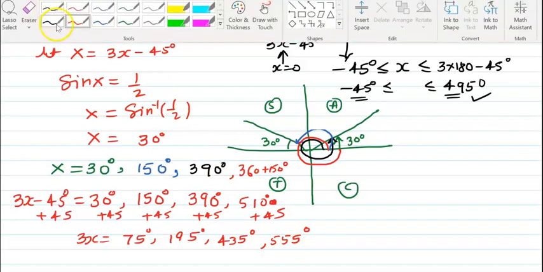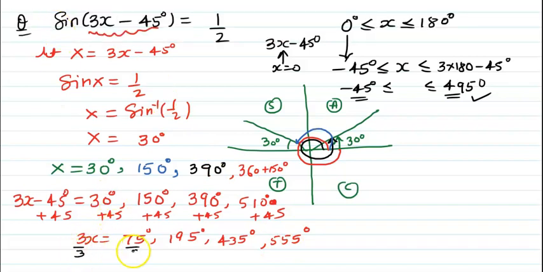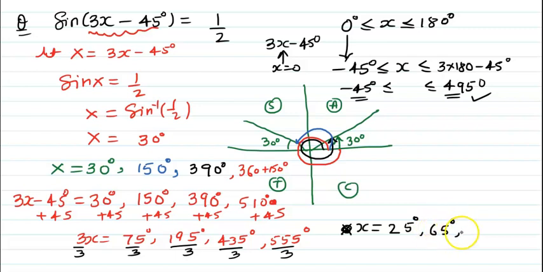Now divide by 3. So if you divide by 3 here, here, here and here, we get small x, 75 divided by 3, 25 degree. 195 divided by 3, how much? 65. Okay, 435 divided by 3, 145 degree. 555 divided by 3, 185 degree. So we get the angles 25 degree, 65 degree, 145 degree, 185 degree.